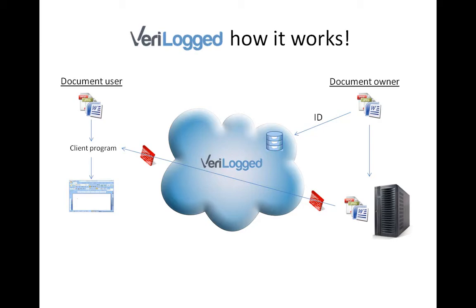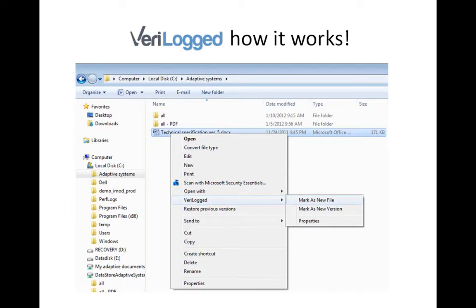The tagging can be done in two ways. If you're using a document management system, this system can be set up to interface with VeriLogged. The tagging is done automatically without any user intervention. The automatic tagging depends on your existing system, so this video will focus on the manual tagging, which works out of the box after you register and install our client software.